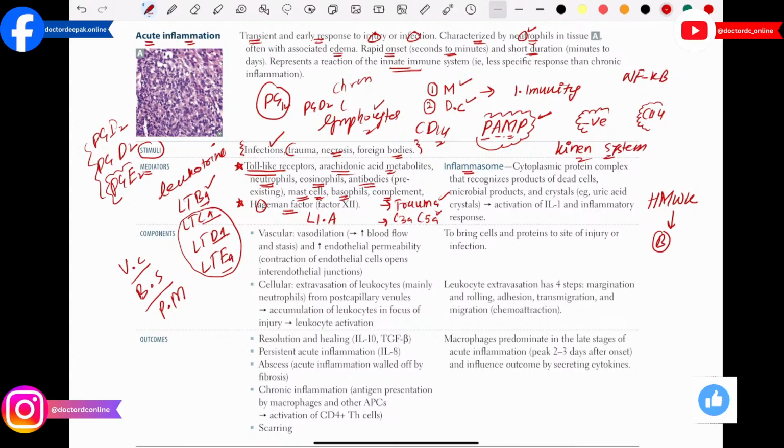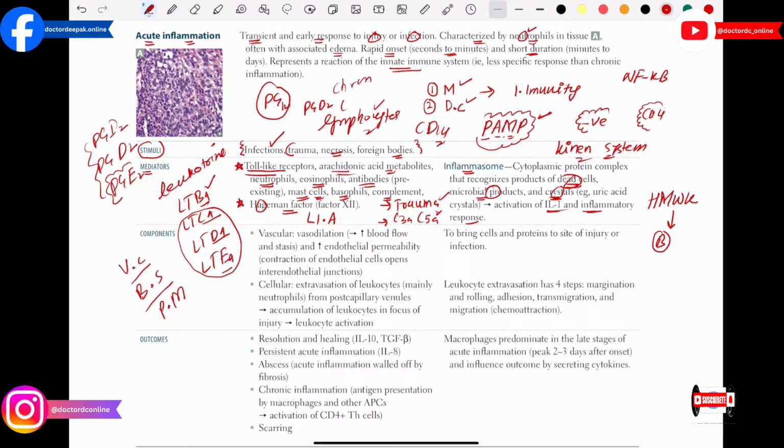Basically, what is inflammasome? These are cytoplasmic protein complexes. These are complexes present in the cytoplasm, and they are made up of protein. And what is the function? These inflammasomes are going to recognize the products of dead cells, microbial products, and different kinds of crystals like uric acid crystals. When they recognize the dead cell products, microbial products and the crystals, they will lead to the activation of interleukin 1 and inflammatory response.